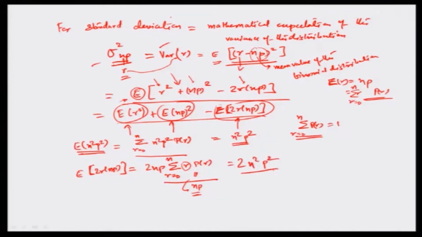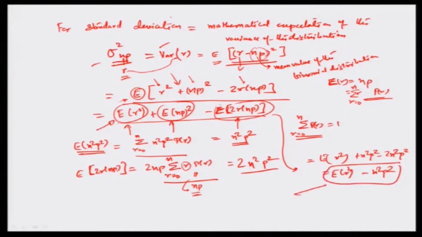So, now the task is to calculate E r square, the expectation of r square. So far, whatever we have done results in a total variance of r which is equal to expectation of r square plus n square p square minus twice n square p square, which is actually expectation of r square minus n square p square. So, that is how the final variance of r would be calculated.